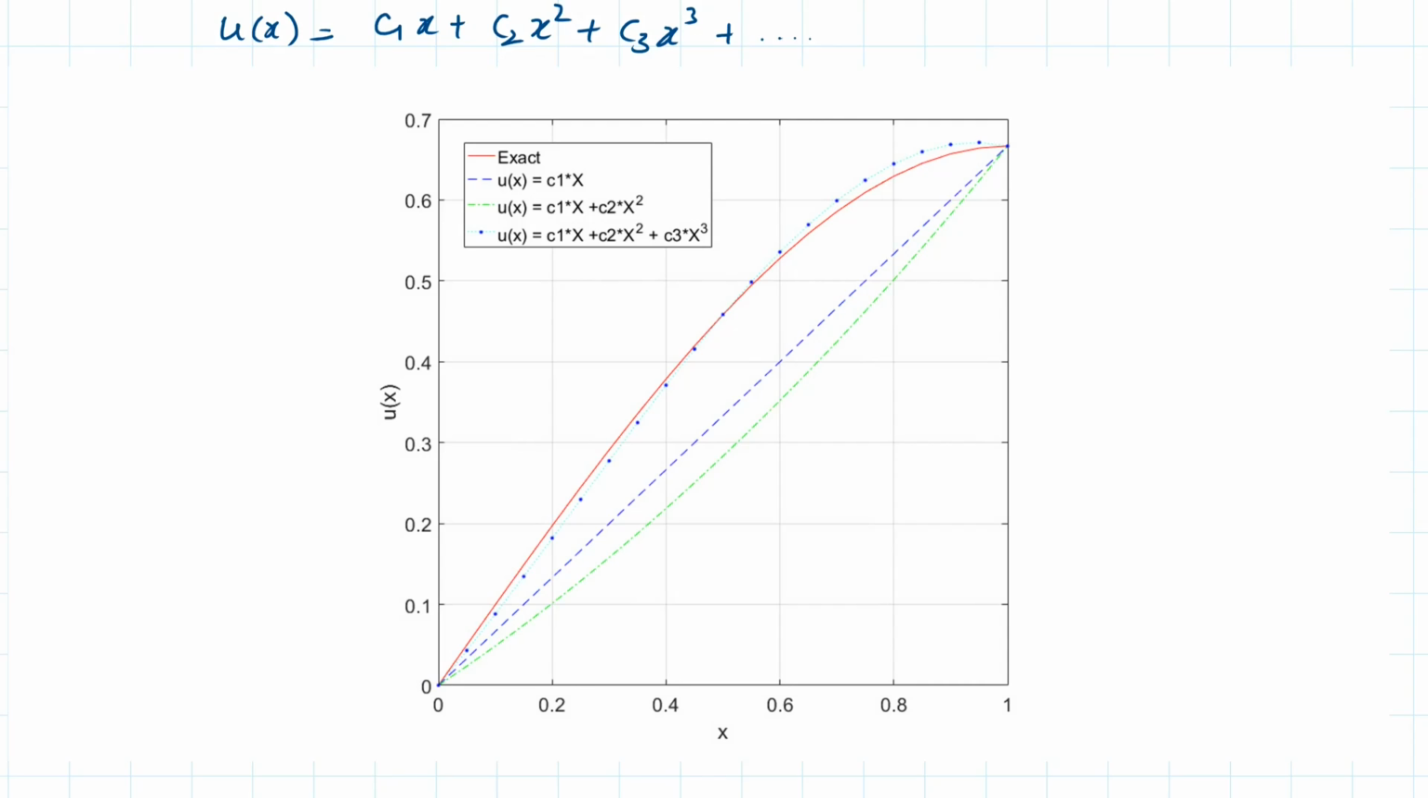So here I have plotted various approximate solutions that we have obtained so far, and compared it with the exact solution. So here in red, our exact solution. The curve in blue is our one parameter solution, in green is our two parameter solution, and in the blue dots is our three parameter solution. Okay, and as you can see, as we include more and more parameters to our approximate solution, we get a solution that is more close to our exact solution.